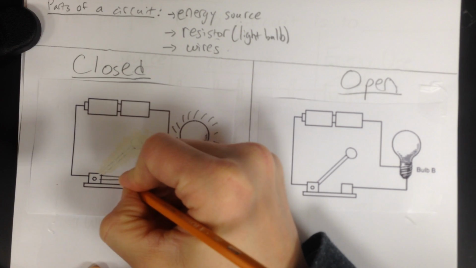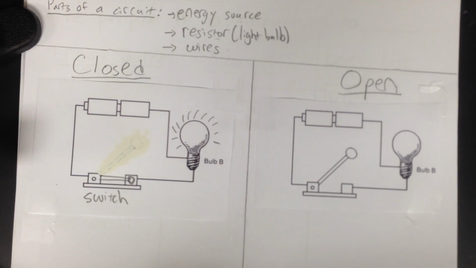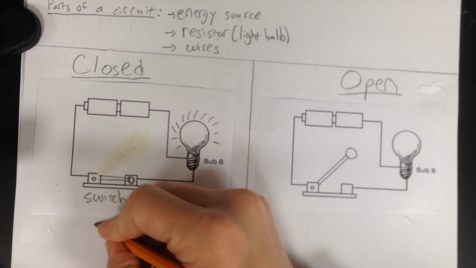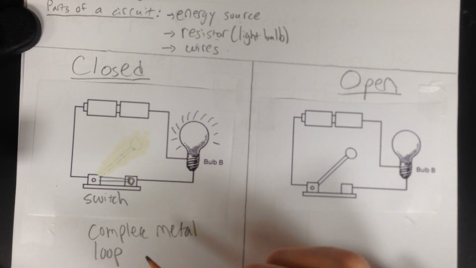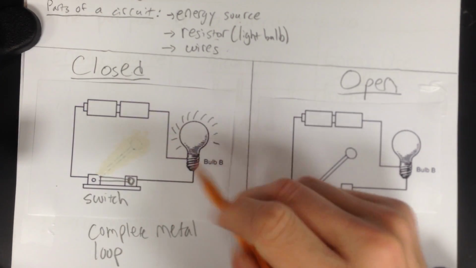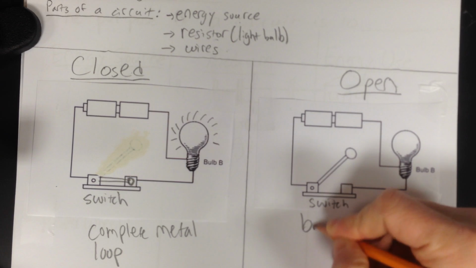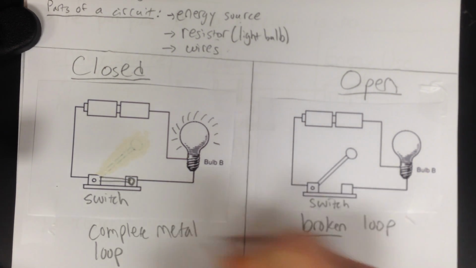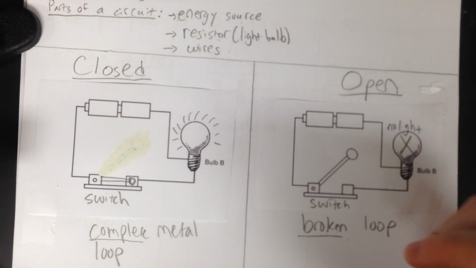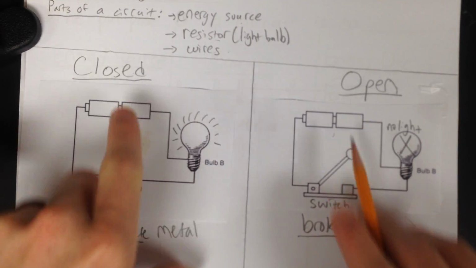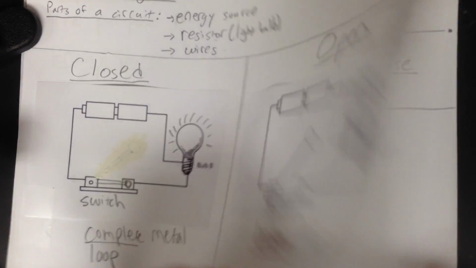A closed circuit, add this to your diagram, is when the switch is down. It's closed, like a door. And what that does is it makes a complete loop. A complete metal or conductor loop. When you have that, you have the light bulb lighting. But when the switch is open, or like a door, it's open, you can see you have a broken loop. So a broken loop means it won't light here. And that's called an open circuit. See, our energy source here is a battery in each diagram. Notice also how the wires are connected to the light bulb. We're going to do that soon.